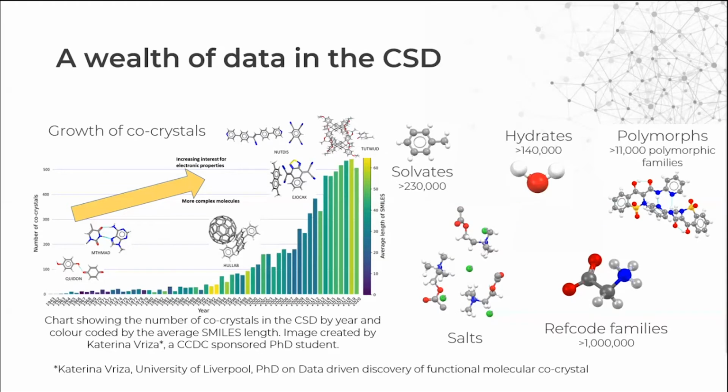So here you can see the growth of co-crystals in the CSD, and they're color-coded by their complexity. We can see how many different solvates, hydrates, polymorphic families, and ref code families we have, and we've also got a number of different salts. And when we think about solid form and how we want to change the solid form, all of this information is going to be valuable to us.